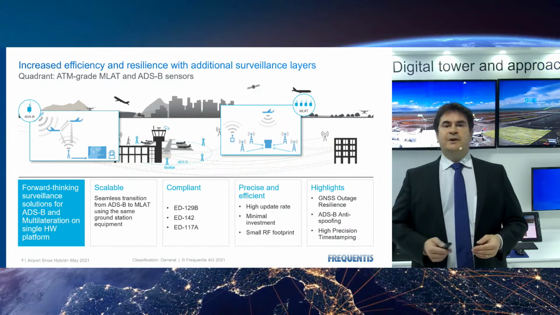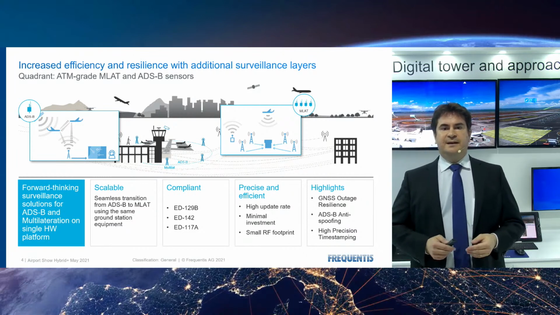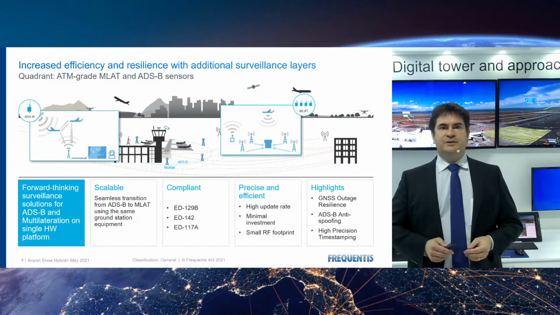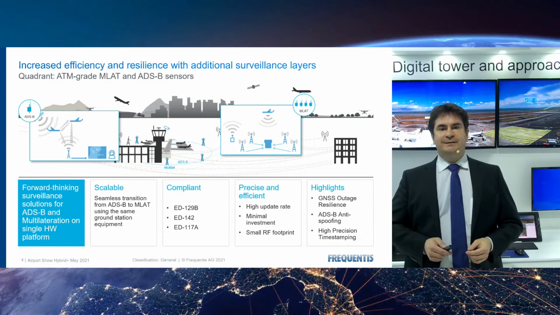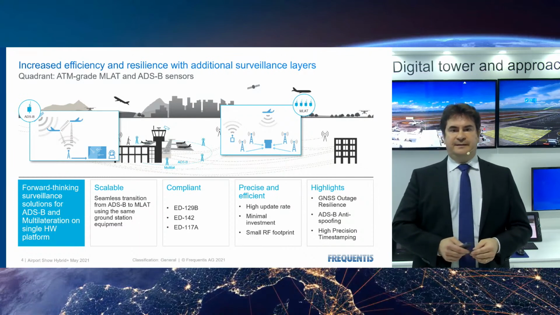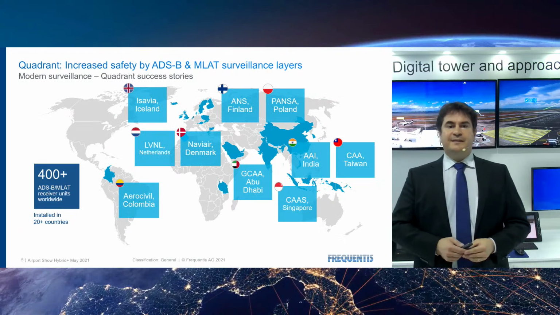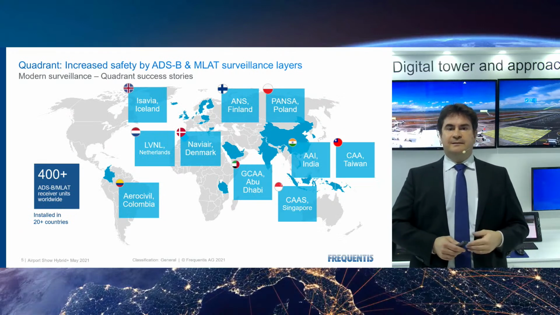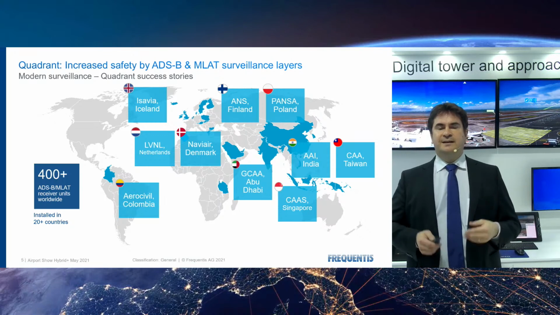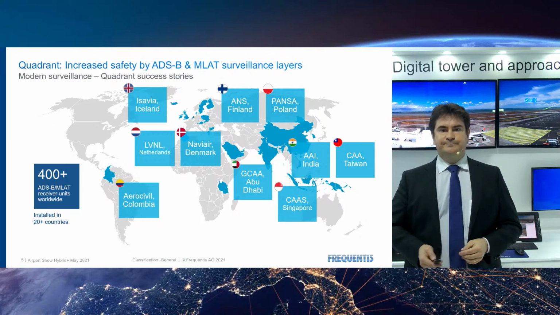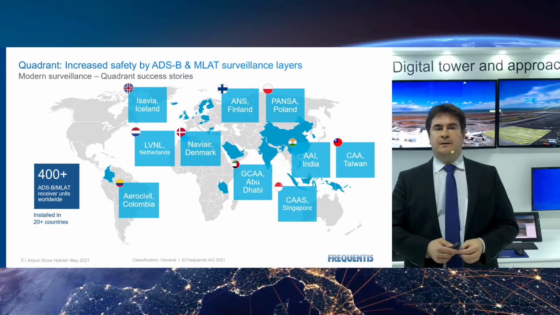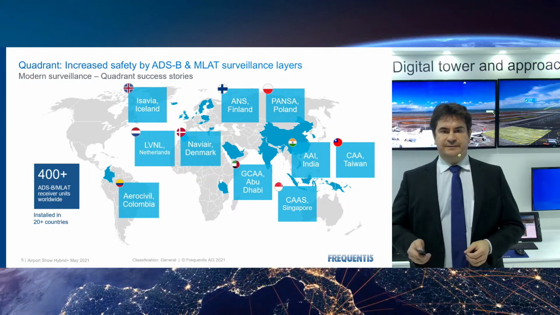Additionally, in our new version, we have a high resilience against anti-spoofing and against GPS outages. For special use cases, we are able to bring high precision timestamping to the users for additional needs. These ADS-B solutions are provided in the whole world, so we have every climate area from Iceland, for example, to the UAE, where we have very, very different temperatures and conditions. We have already 400 systems delivered.